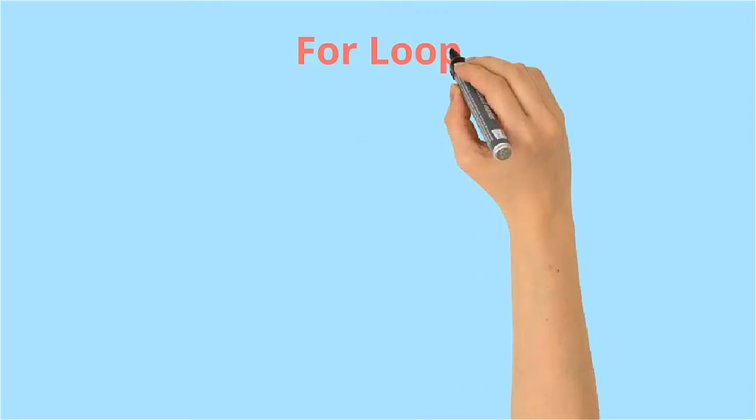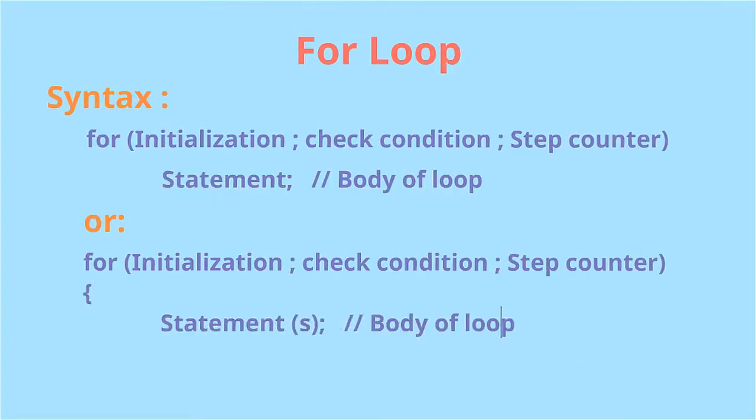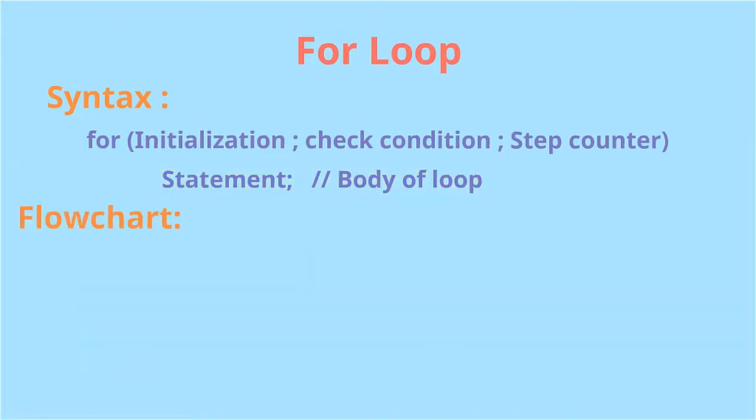Let's see the syntax of the for loop. It has four parts: initialization, check condition, step counter, and body of the loop. If your body has a single statement, you can write the statement directly after for. If you have a block of statements to loop, you need to enclose them in brackets. Let's see each part of the for loop in detail.